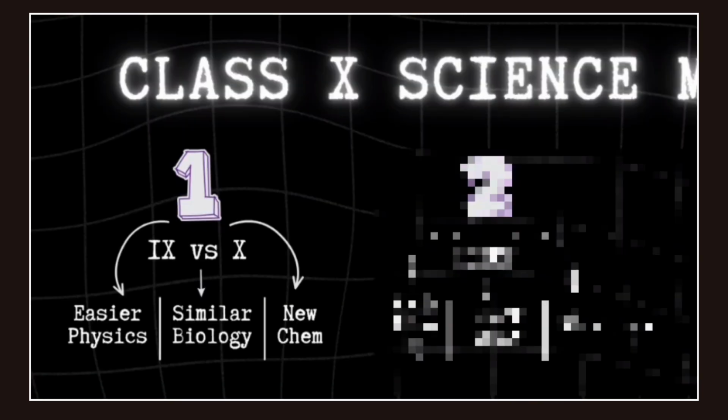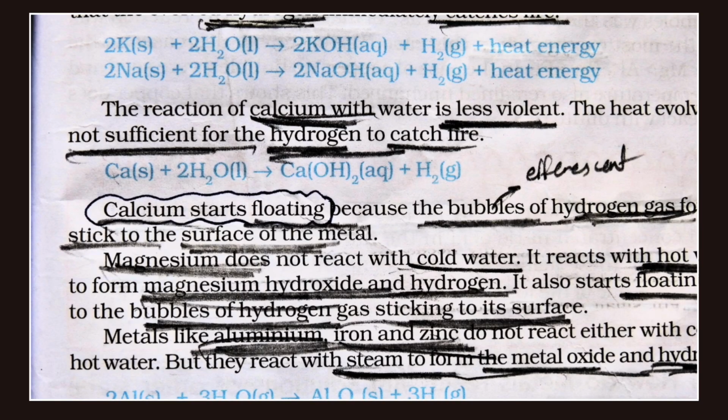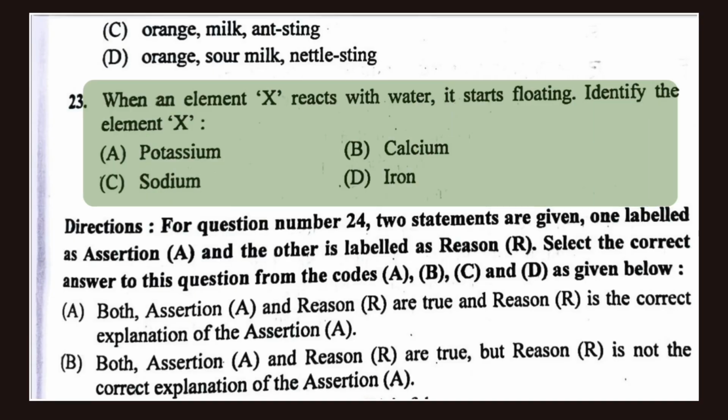First, let us discuss the NCERT. So, we have three main points here. Point number one, read each line of NCERT very carefully because each line, each phrase is important. For example, take this. In page number 43 of your NCERT, we have this line, calcium starts floating in water. And CBSE last year asked the same question. But many students missed that phrase in NCERT.